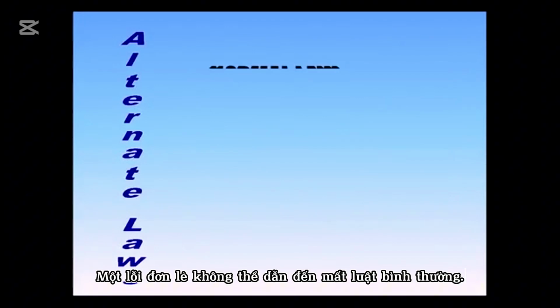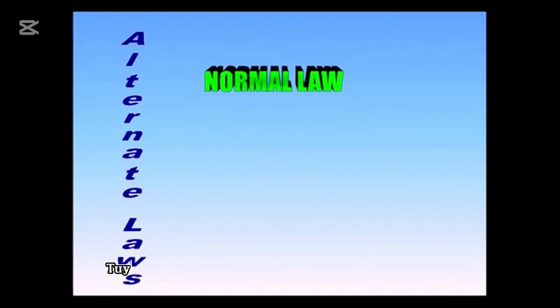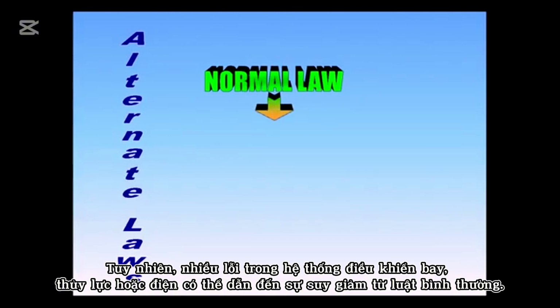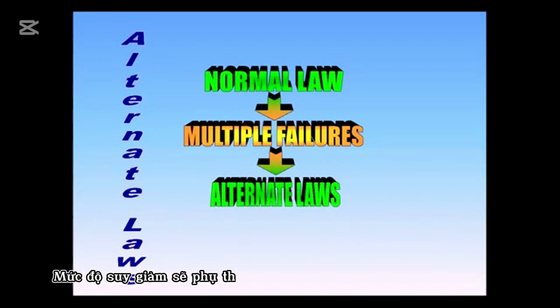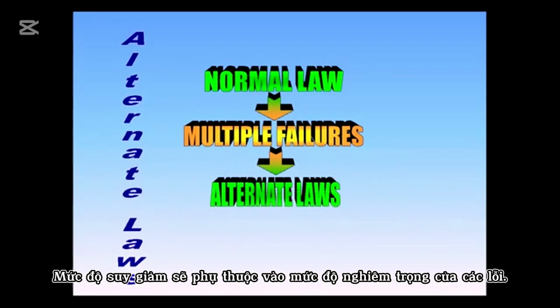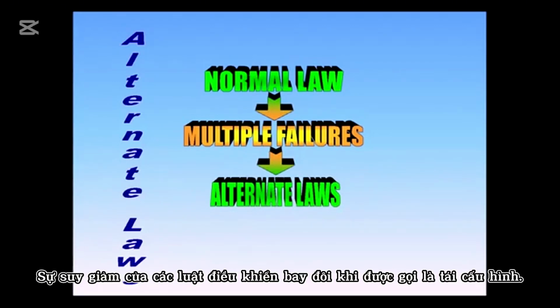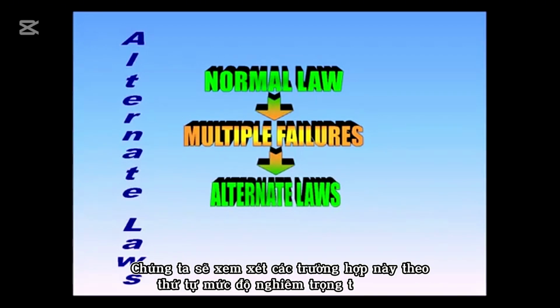A single failure cannot result in the loss of normal law. However, multiple failures of flight control, hydraulic, or electrical systems may result in a degradation from normal law. The level of degradation will depend on the severity of the failures. Degradation of the flight control laws is sometimes referred to as reconfiguration. We will look at these in order of increasing severity.